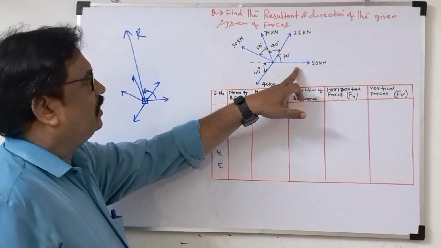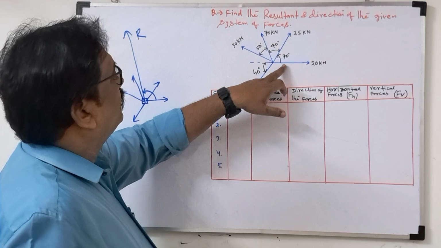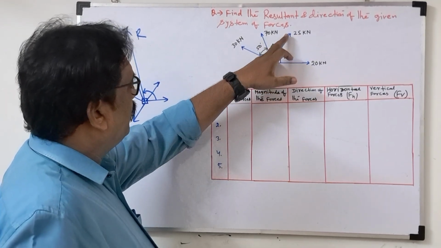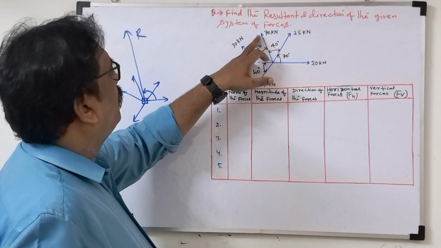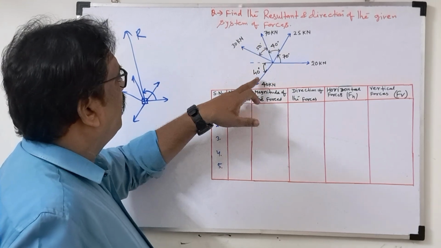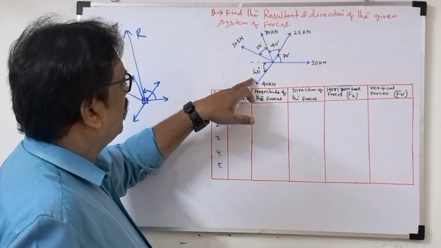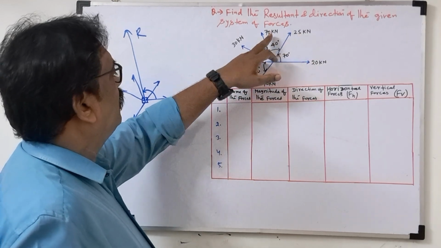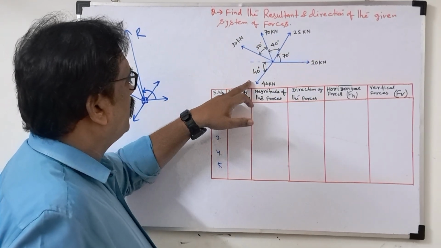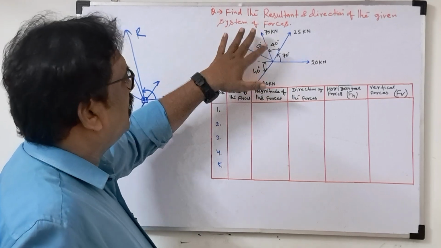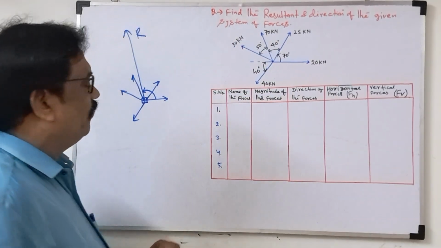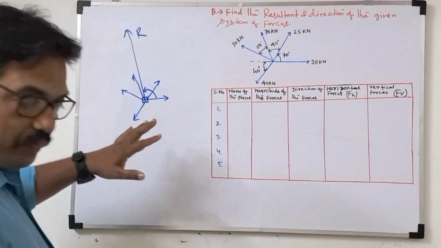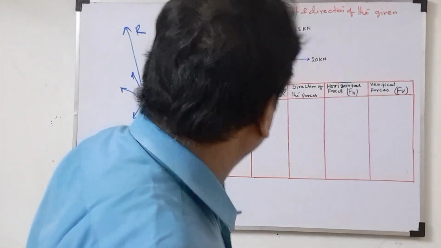The given horizontal force is 20 kilonewton. Then after that, 25 kilonewton at 70 degrees. The angle between 25 and 70 is 40, and between 70 and 30 is 50. Then with the horizontal, 40 degrees is given. The magnitudes given are 20 kilonewton, 25 kilonewton, 70 kilonewton, 30 kilonewton and 40 kilonewton. So where is this resultant and where will the direction be? We will find that here.